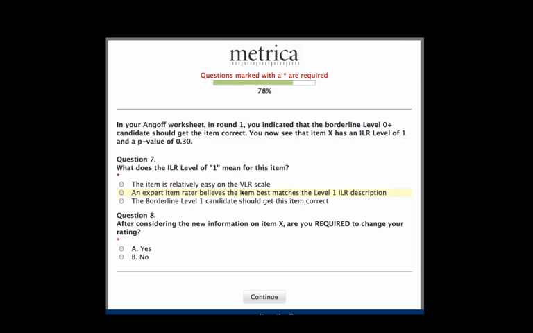Does it mean that an expert rater believes the item best matches the level 1 ILR description? Yes, that's exactly what ILR level 1 means. Does it mean that the borderline level 1 candidate should get this item correct? Not necessarily. That is a judgment that a standard setting rater might make. Question 8. After considering the new information on item X, are you required to change your rating? Absolutely not. You can consider the information, but you are not required to change your rating.